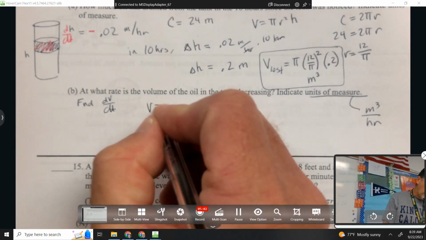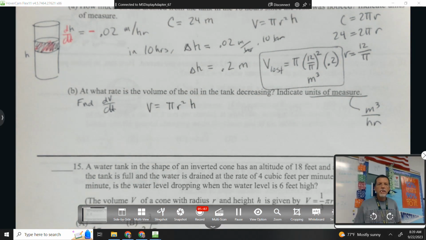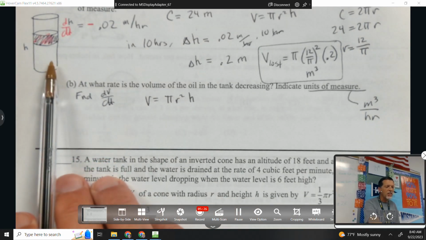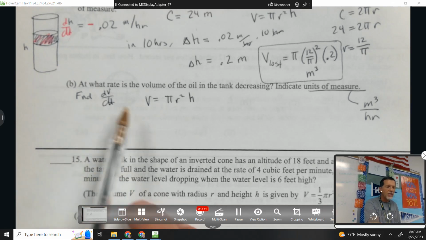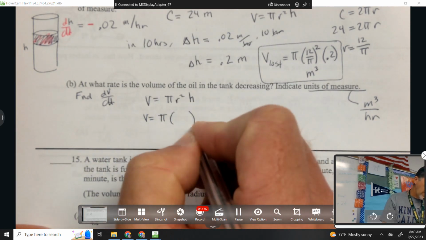Okay, V is pi r squared h. Let's see. If I take a derivative right now, I can do that, but I have to use the product rule, which is not that big a deal, but if I could get away from it, that'd be nice. Look at my picture. One of these variables isn't changing. What's not changing? The radius isn't changing. If it's not changing, I can plug in for the radius before I take a derivative.